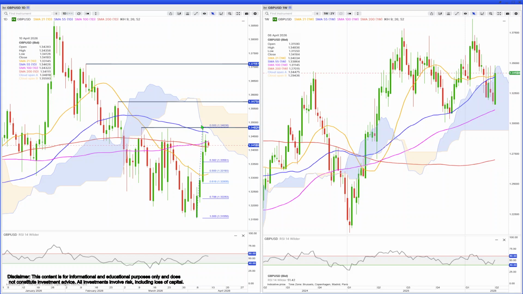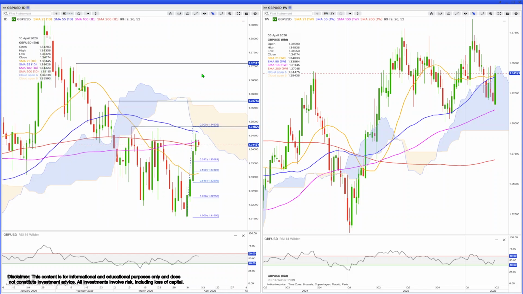So I think if we see this pair, cable, as it was called in the old days, sterling dollar, breaking above and staying above 134.85, RSI is likely to close above the 60 threshold, and that could pave the way, or the road, higher towards 137 with some resistance around 135.75.